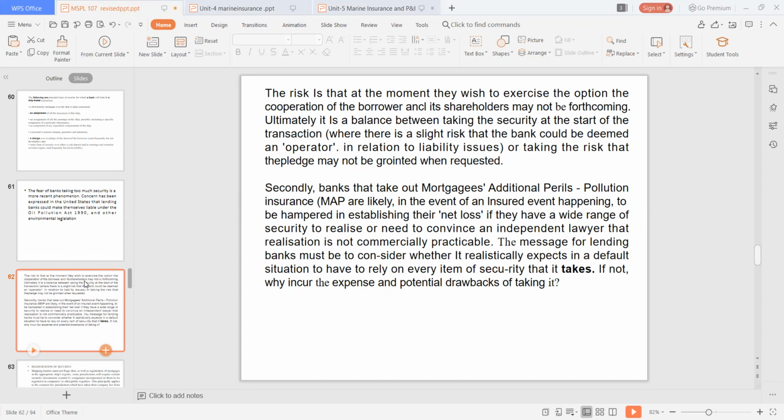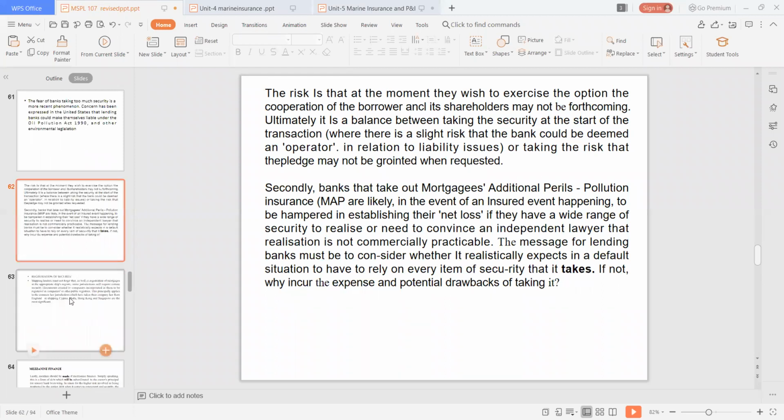So MAP, mortgagees' additional perils pollution insurance, is also taken to establish the net loss and everything, right? So this MAP also plays an important role here. See that it establishes net loss if they have a wide range of security to realize or need to convince an independent lawyer that realization is not commercially practical.